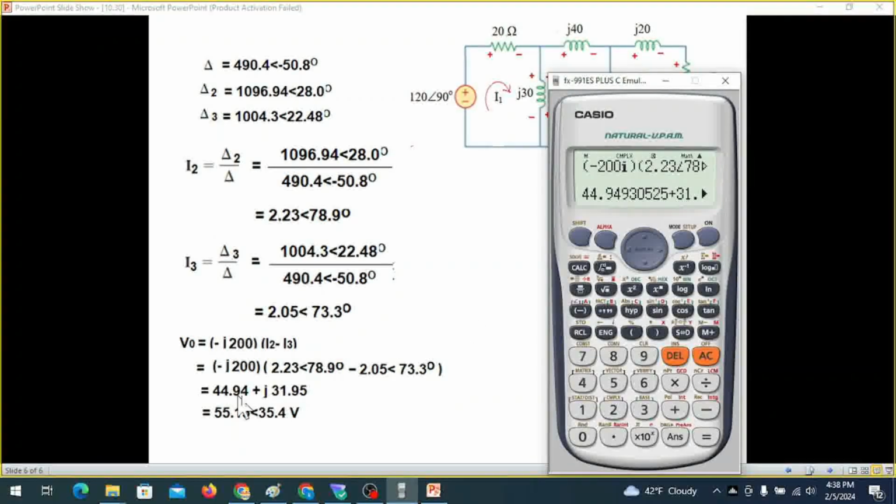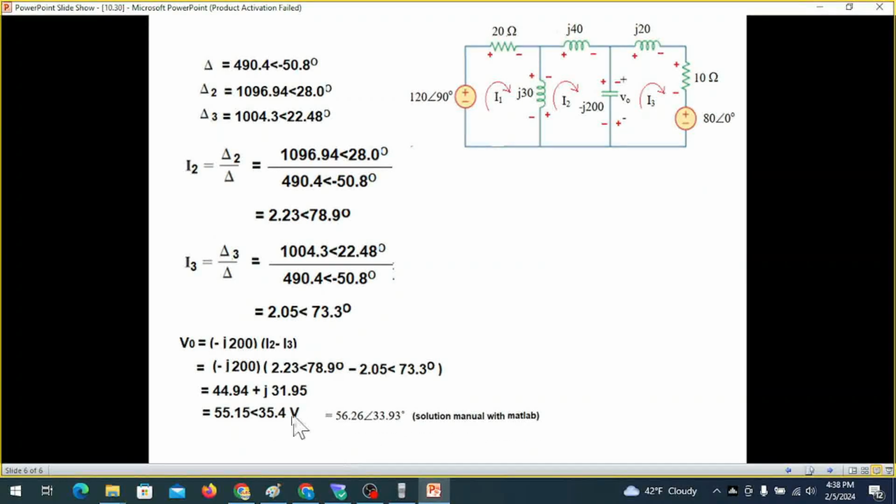4.931. This is the rectangular form. Convert this into polar by going to complex, P equal sign, you can see 55.149 or 55.15, and the angle is 35.4. So this is our answer, and the answer given in the book is very close. It is 56.26, angle 33.93, and this was done actually with the help of MATLAB. MATLAB calculates to accuracy of 4 digits, and that is why there's a difference, but this is the correct answer.